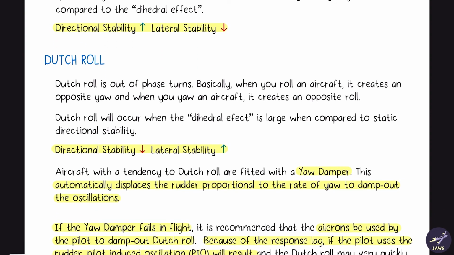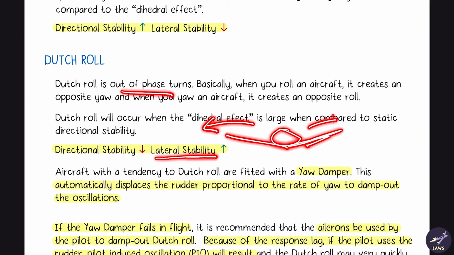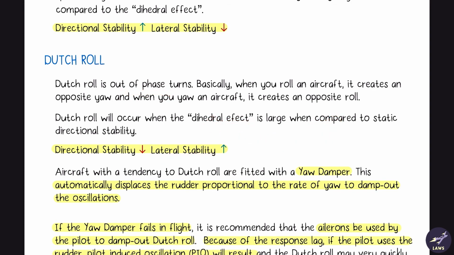Next is Dutch roll. It is basically out of phase turns. So when you roll an aircraft, it creates an opposite yaw, and when you yaw an aircraft, it creates an opposite roll. Okay, so this happens due to decreased directional stability and increased lateral stability. Okay, so basically the aircraft has out of phase turns, like once it will go here, then the other time it will go here. Okay, so whatever you do, it will do the opposite thing. Like for example, as it is given here, if you roll the aircraft, it creates an opposite yaw. If you yaw the aircraft, it creates an opposite roll.